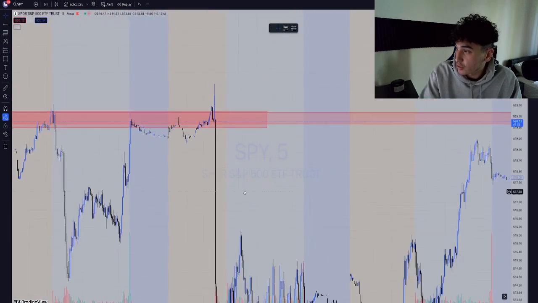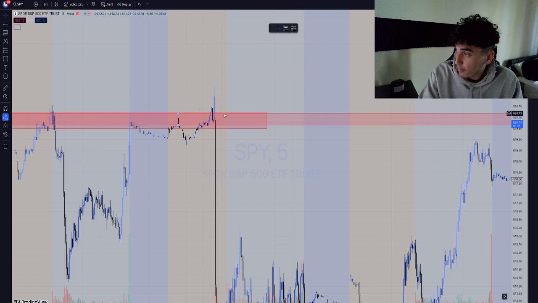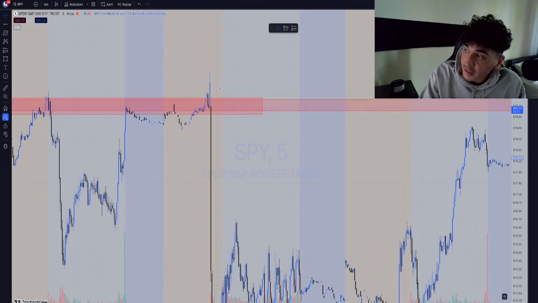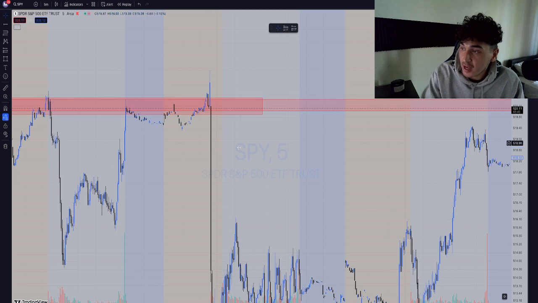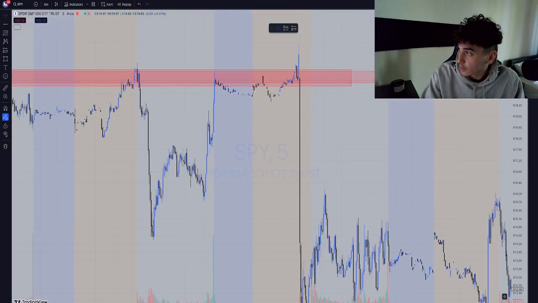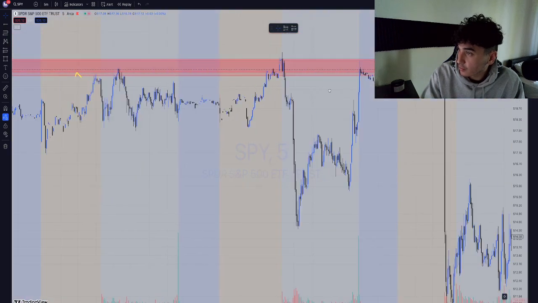Same thing right here too. You can see it pushed into the supply zone. It looked like it was going to break the supply zone, but it never closed above. You want to wait for a whole candlestick close above that supply zone or a whole candlestick close below your demand zone, right? So you can obviously see how well that supply zone worked.